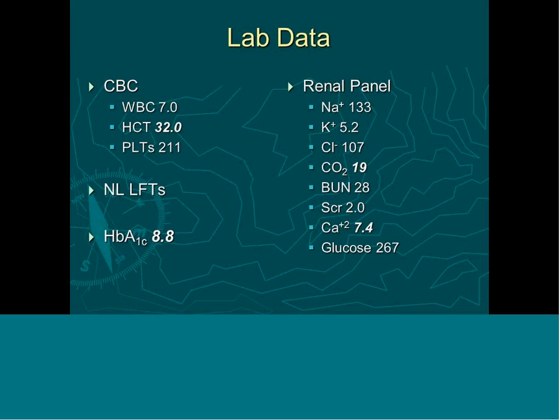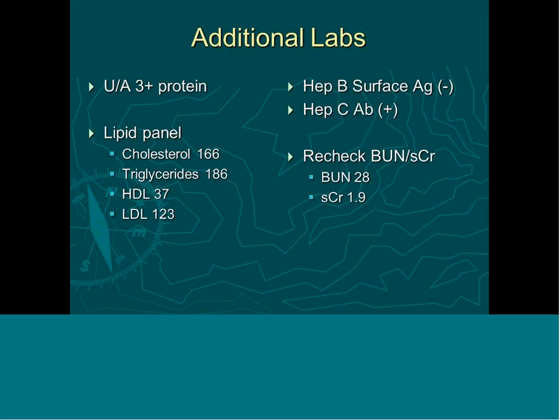His renal panel, or in Pakistan it is called a basic panel, some people call it a chem panel here also: sodium 133, potassium 5.2, CO2 is 19, creatinine 2.0, calcium 7.4, glucose 167. The urinalysis shows 3 plus protein. Hepatitis B antigen is negative, hepatitis C antibody is positive. AST is 29, ALT 28, bilirubin 0.9.